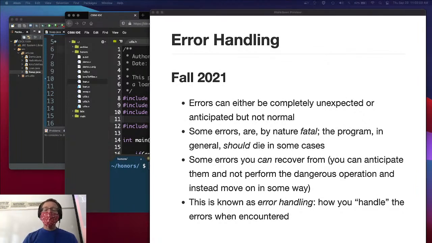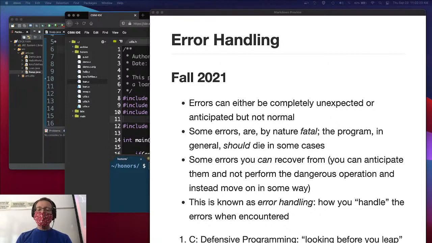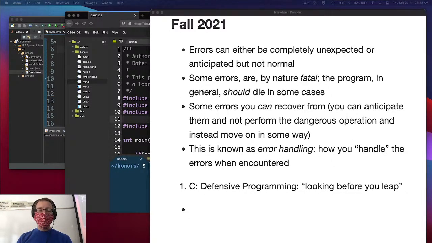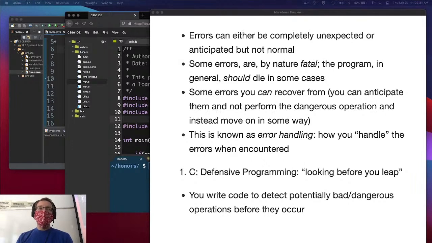Okay? Both languages use very different approaches. C uses what's called defensive programming. And this is simply characterized as looking before you leap, right? So what you do is you write code that you can anticipate. You write code to detect potentially bad or dangerous operations. For example, am I about to divide by 0? Is there in fact an internet connection? If not, then don't try to connect.